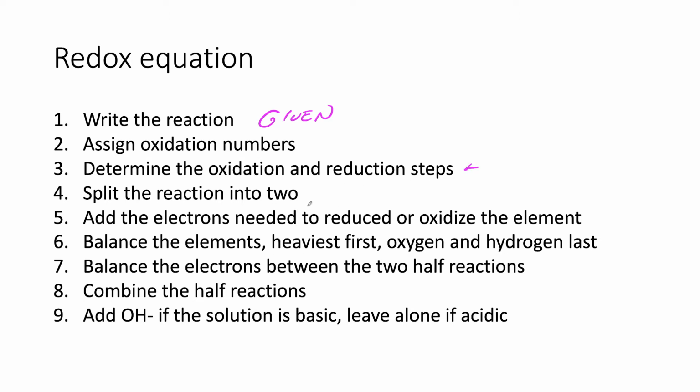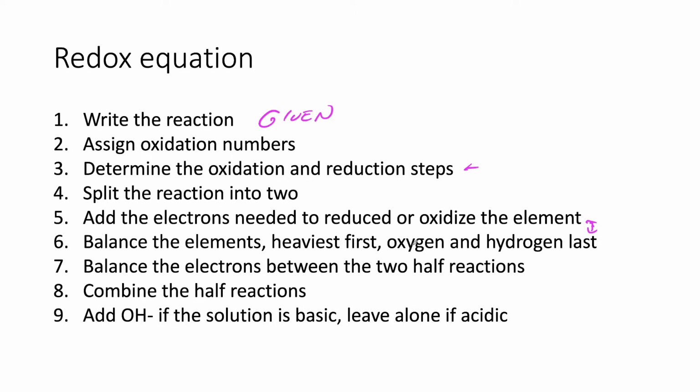Then we split the reaction in two. Then we're going to add electrons needed to undergo the oxidation reduction. You have to add the electrons because we're following the electrons as they flow in this reaction. Then we balance the elements, heaviest first, oxygen, hydrogen last. And part of this is going to work with this as well. These two probably end up going hand in hand, because sometimes to balance the electrons you need to balance the element that's being oxidized or reduced. Sometimes you can do number 5 first and then number 6, or 6 first and then number 5. It depends just how it looks.